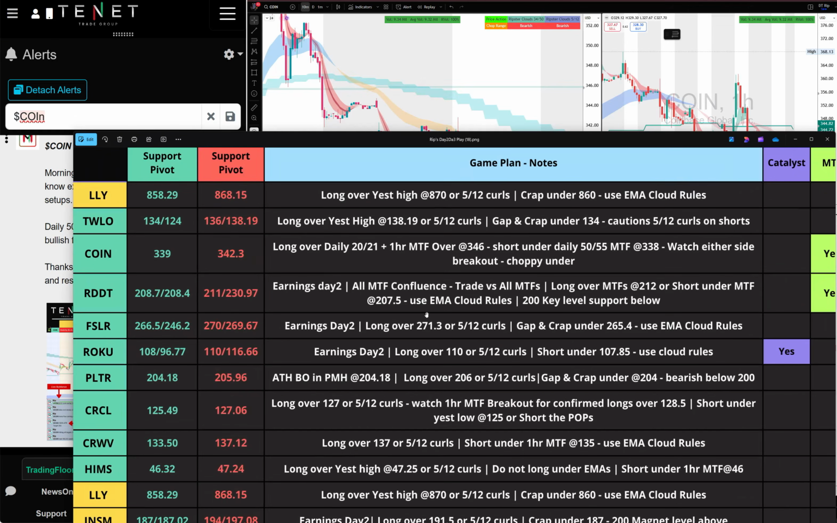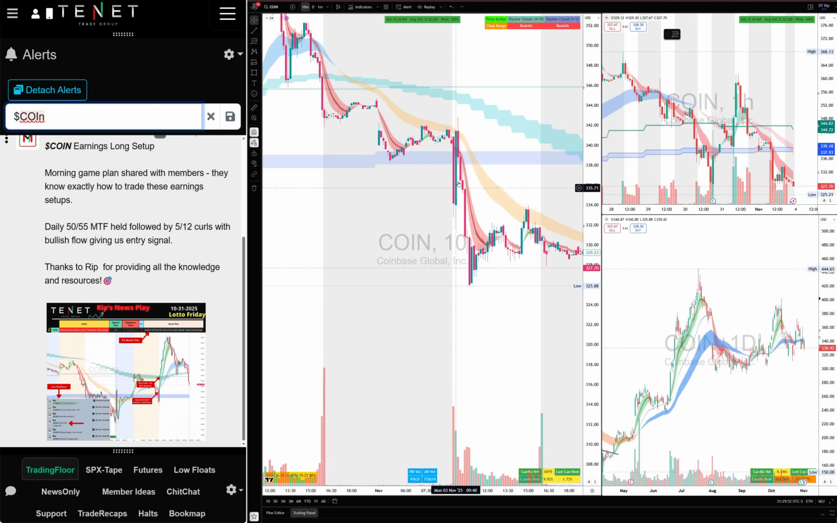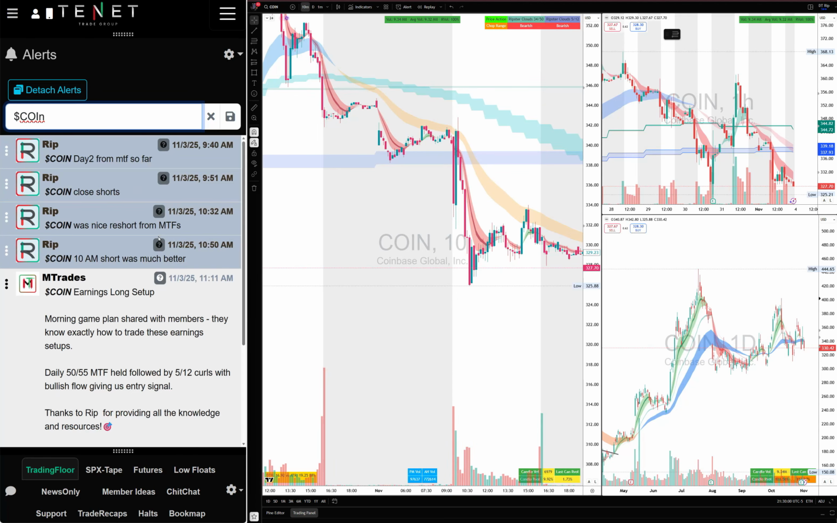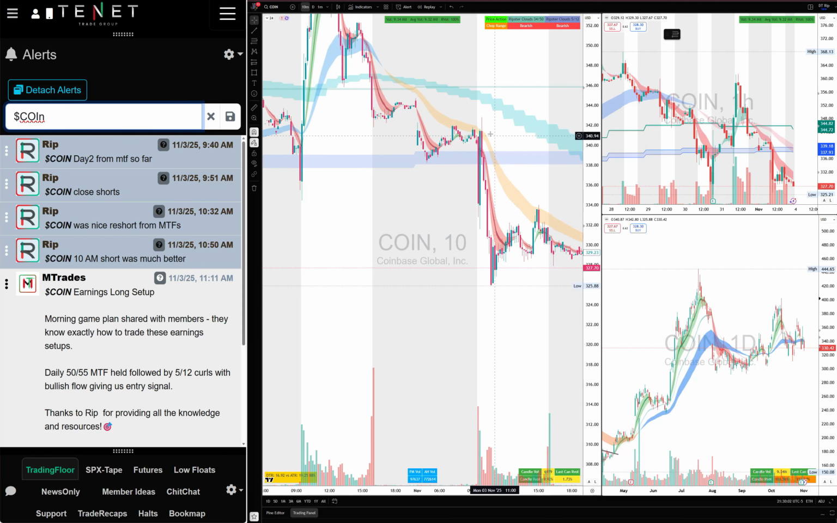So COIN was our day 2 setup: short under 338, or the daily 50-55 MTF cloud. That was the plan on COIN. The plan was to short under this 50-55 MTF, but it swiped right back. So we got out, took like a $3-4 loss initially, but then it failed again, and you reshort it.